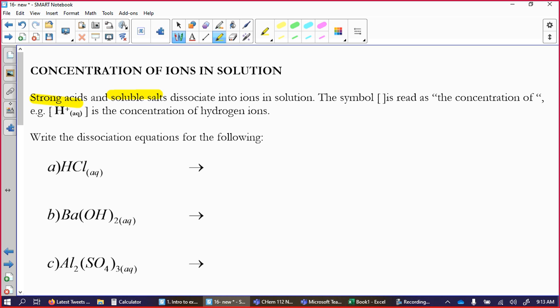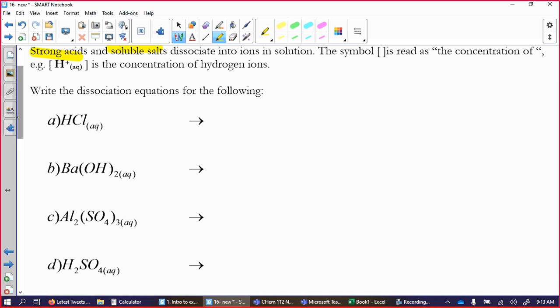Just quickly write the dissociation equations. So HCl dissociates into H plus.